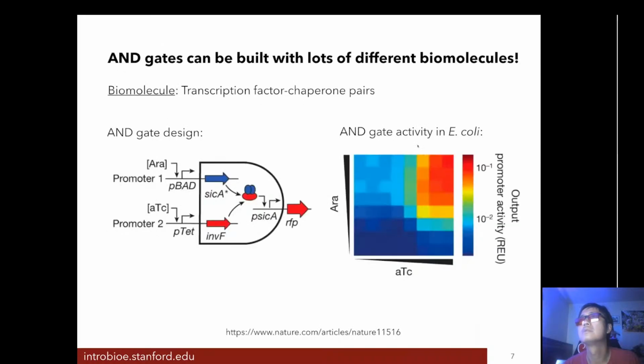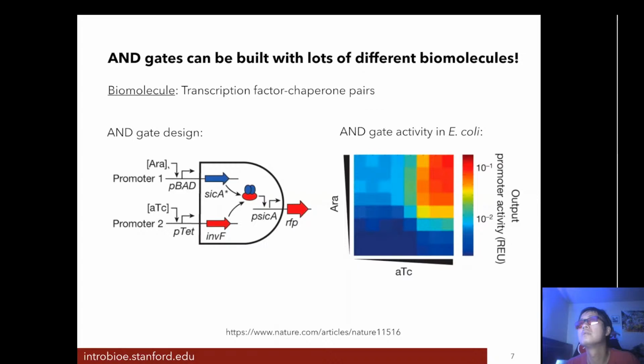I'm going to show you designs for 4 different AND gates built with different types of biomolecules, so you can get a sense for how bioengineers are thinking about creating synthetic genetic circuits inside of living cells. Okay, so this first AND gate is built with transcription factor and chaperone pairs. So the design of this AND gate uses 2 different inducible promoters.